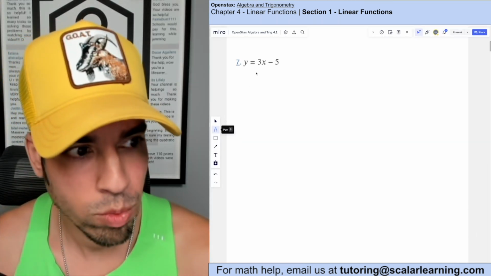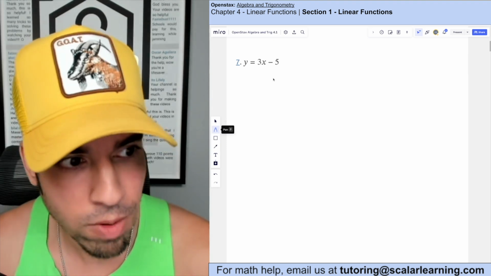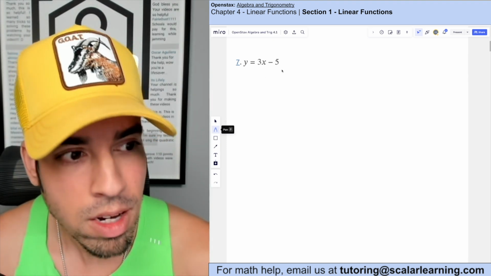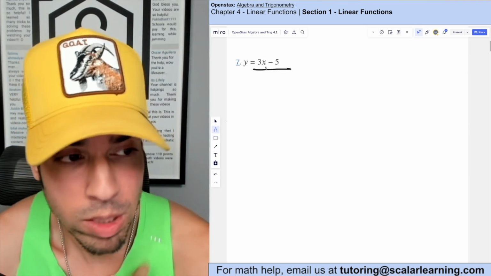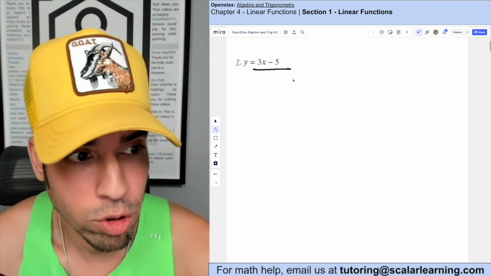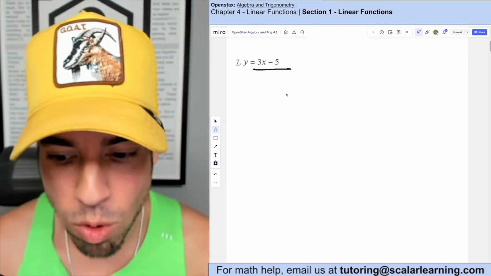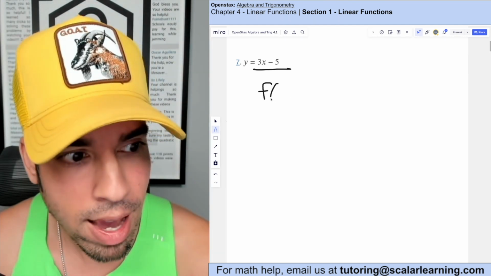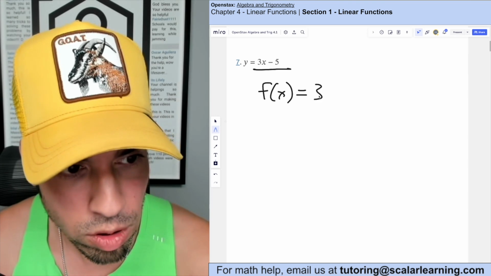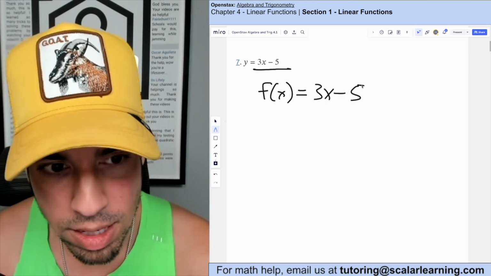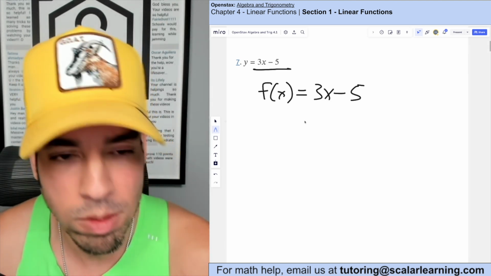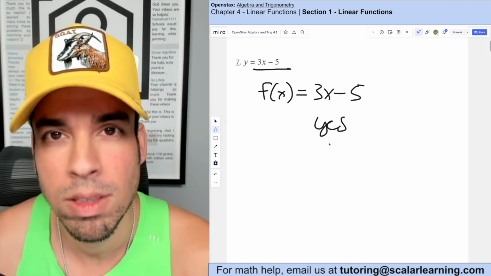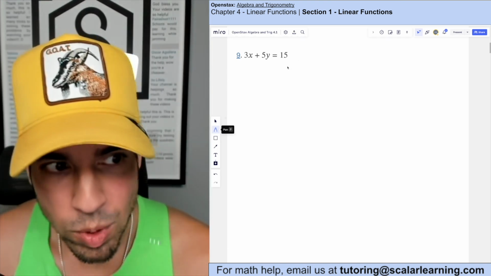So the question here is whether this function can be written as a linear function. I would say absolutely yes. The main reason is that in this x, we don't have an exponent. It's just y equals 3x minus 5. If you wrote it as a function, we could say f of x equals 3x minus 5. There you can have it in that function format. But it is linear by definition because there's no exponent. So yes, boom, done.